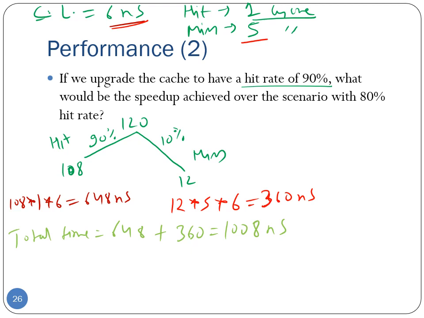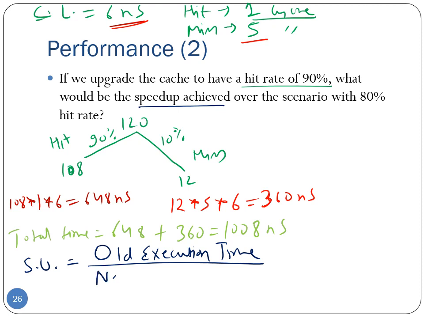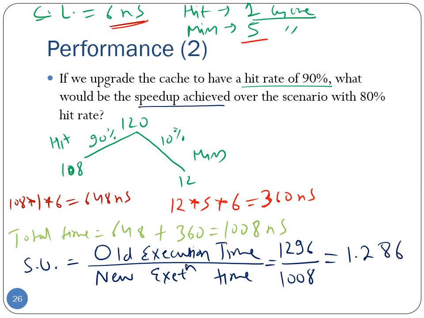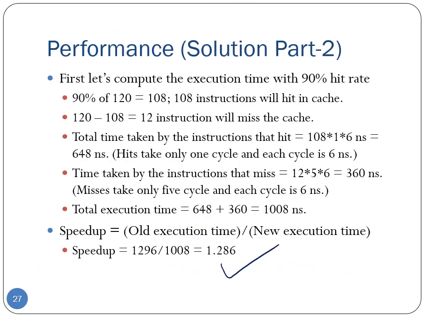Now the question is, what is the speed up achieved over the 80% hit rate cache? So recall, speed up is again old execution time divided by the new execution time. With 80% cache hit rate, the processor was taking 1296 nanoseconds to execute. With 90% hit rate, it is taking 1008 nanoseconds. So the speed up is 1296 divided by 1008, which basically comes to about 1.286. So this is our speed up. The solution is also summarized over here.